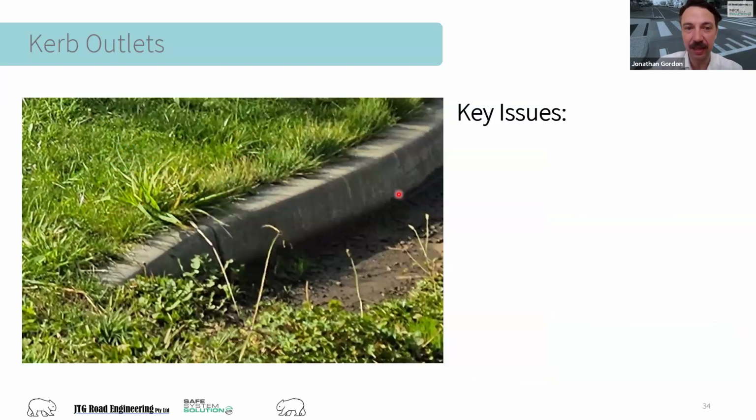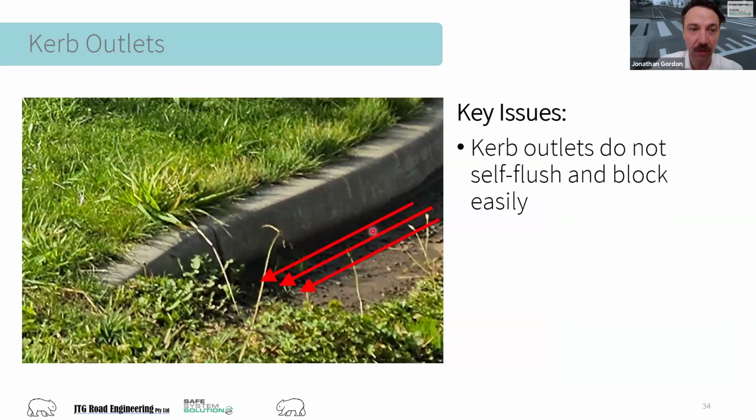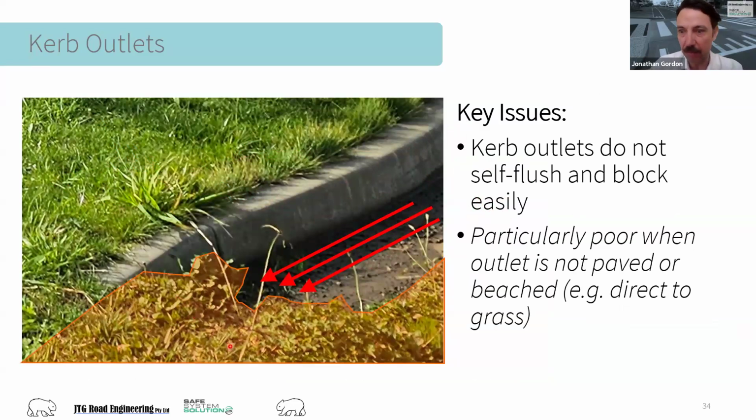And that is that these things outlet at invert level, and they don't self-flush like a side entry pit, and they actually block up very easily. And some jurisdictions actually have policies that say don't use curb outlets because they are a maintenance burden. If you don't have a system here where it's beached and paved behind the curb outlet, then these just grow up because debris starts to catch up and plants start to grow, and they become dysfunctional quite quickly. If you were to have a steeper section here for your curb outlet and it was beached, then that's a better maintenance arrangement, certainly.